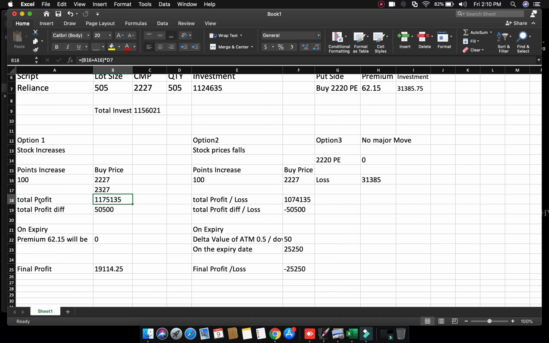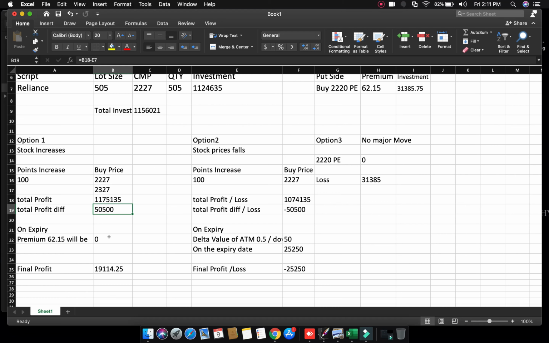So your total profit will be the current market price with the total number of points multiplied by the lot size. That is 11,75,135 rupees. So currently you have a total of 11,75,135. If you want to look at the difference between your investment and the current value, the investment minus the total, that comes to around 50,500.